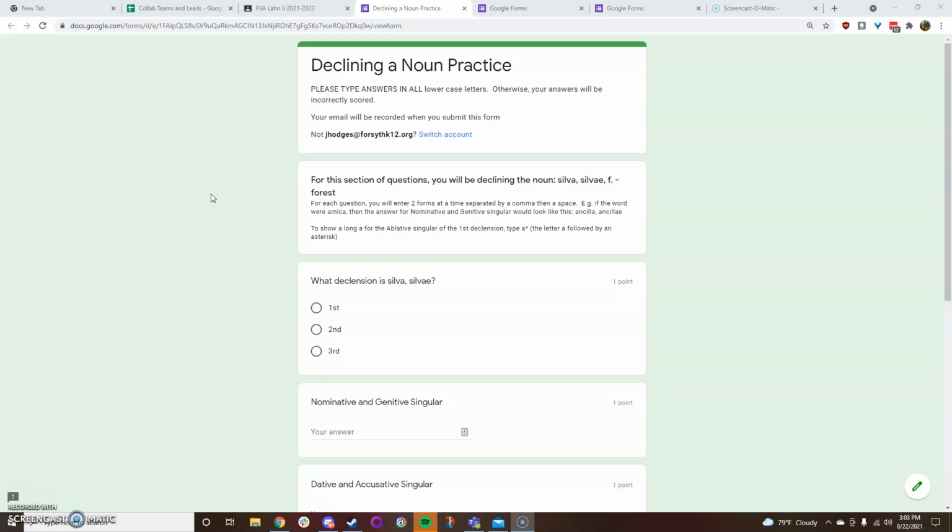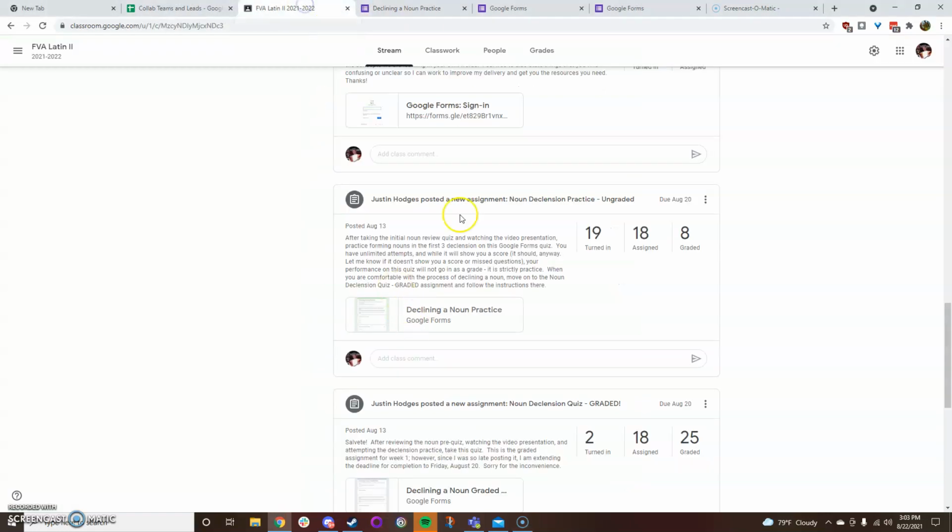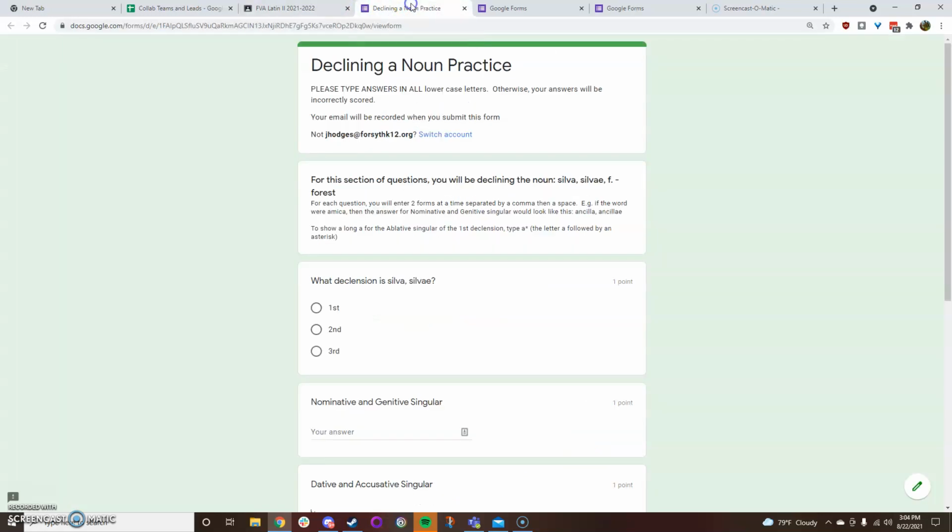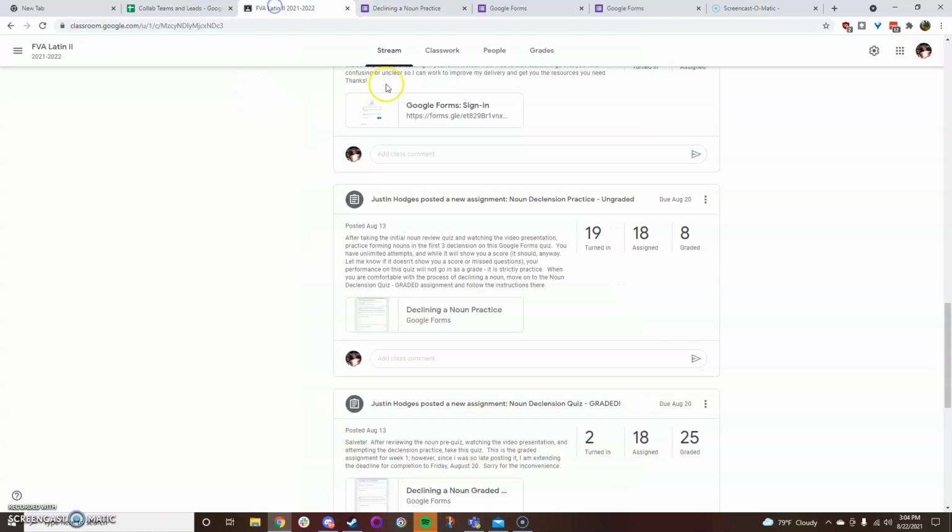What you're going to want for these is access to those noun charts that were available in the presentation, which you can get to back on Google Classroom, and also access to the verb review presentation, which you can get to on Google Classroom as well.